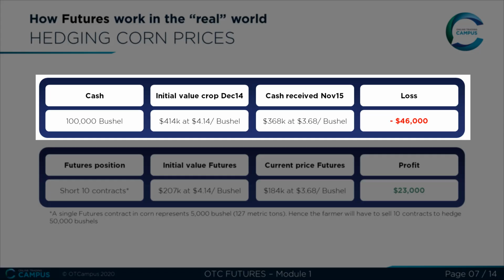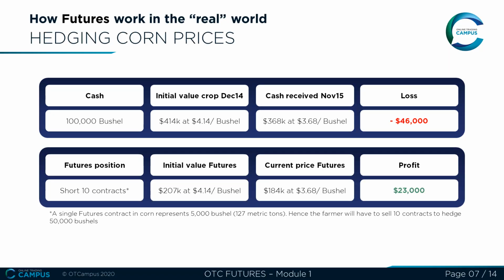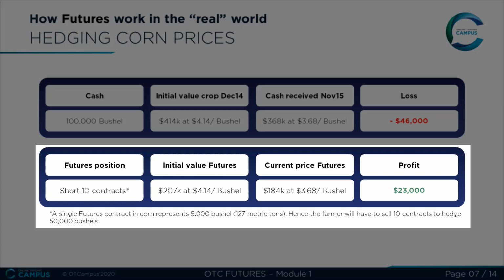As a summary, the farmer lost $46,000 in his cash position because corn prices dropped from $4.14 to $3.68 between crop and harvest. But the farmer was able to offset some of his risk by shorting 10 corn futures contracts and made $23,000 profit in the futures market.